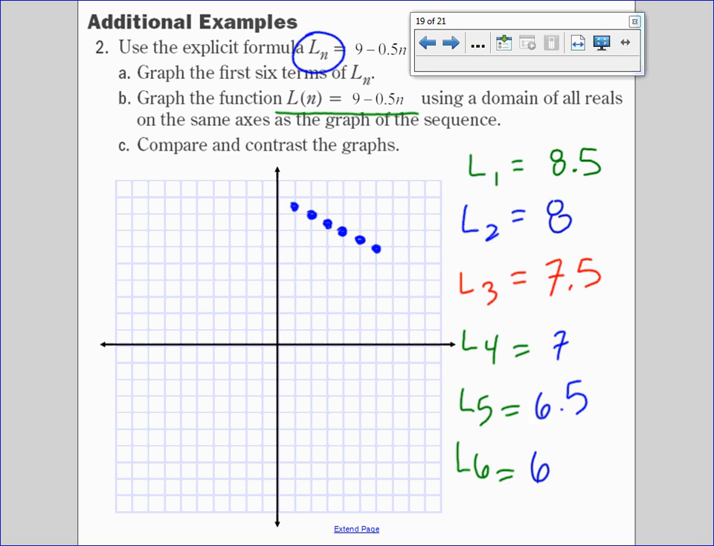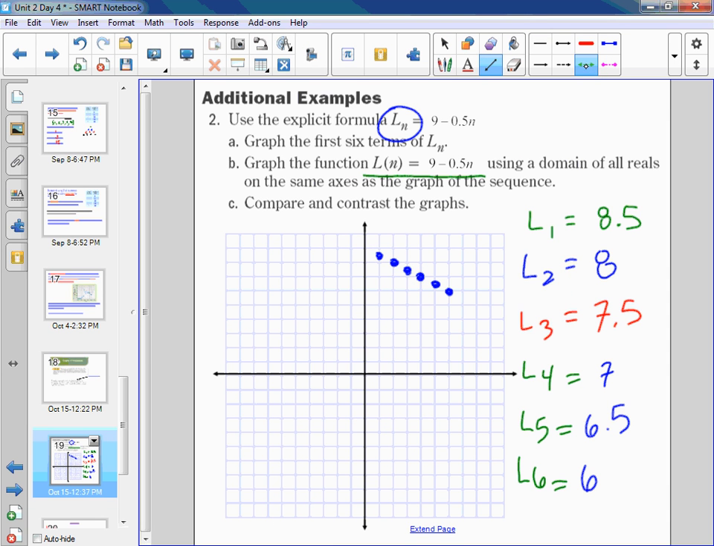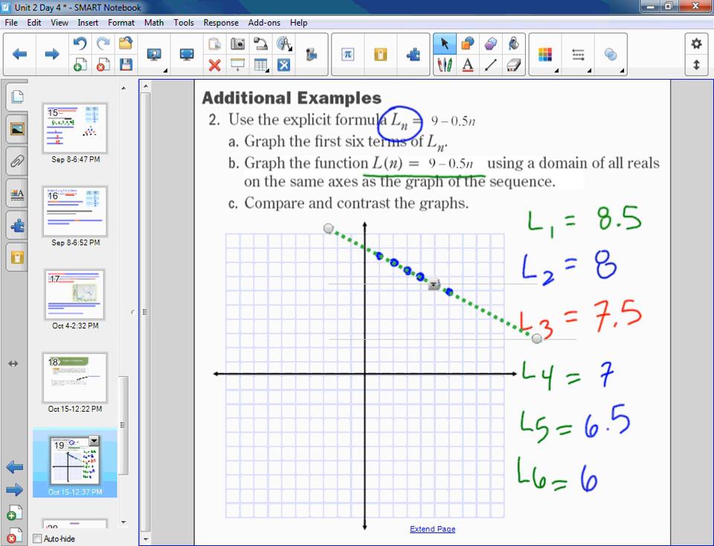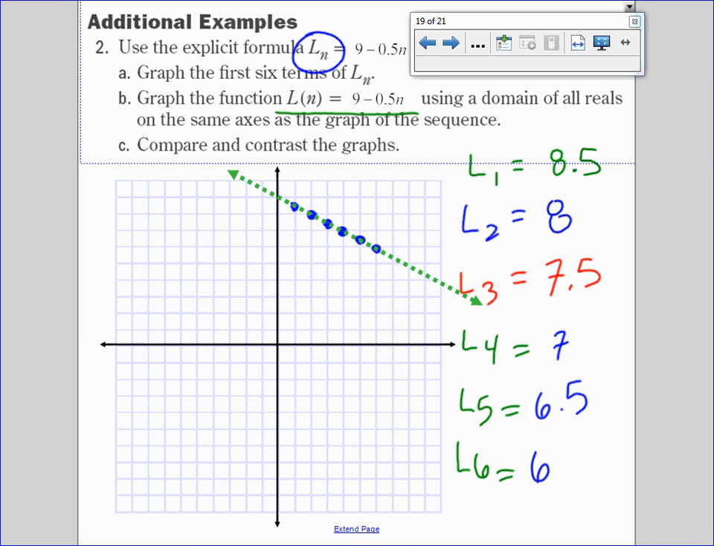We connect those. I'm going to throw some arrows on that too, because it specified the domain is all real numbers. So let's grab my line tool, and let's do domain all real numbers, domain all real numbers.